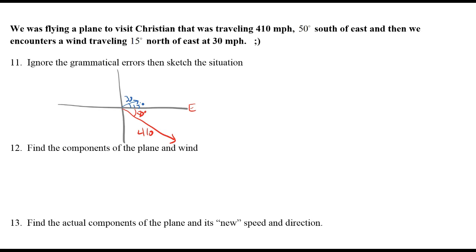Number 12, find the components of the plane and the wind. Okay, so for the plane, I'm going to do the x and the y by doing that formula I showed you guys earlier. So the x, so it's the magnitude times the cosine of the angle, and the magnitude times the sine of the angle, and then just pay attention to what quadrant you're in, okay?